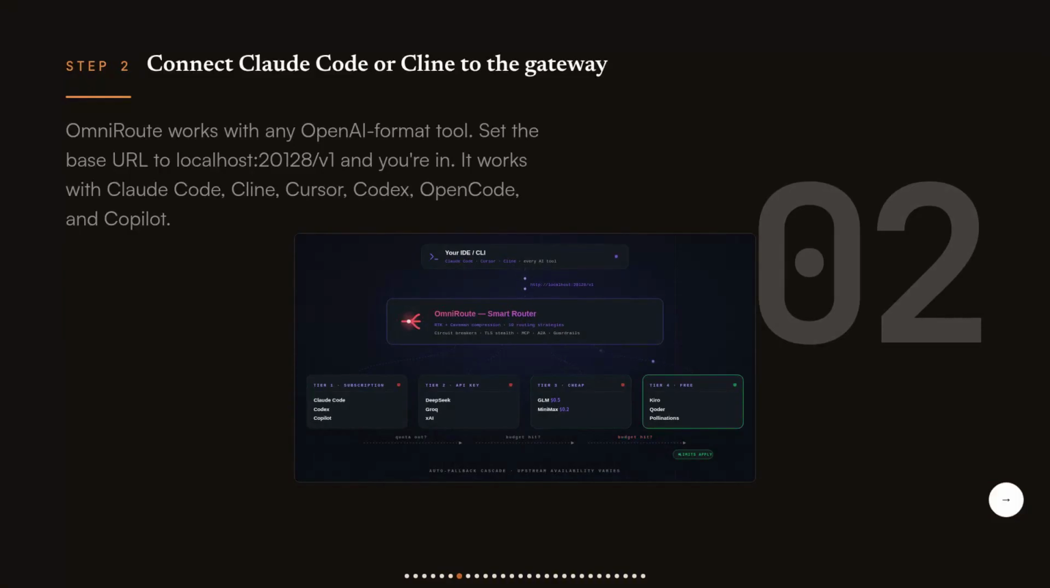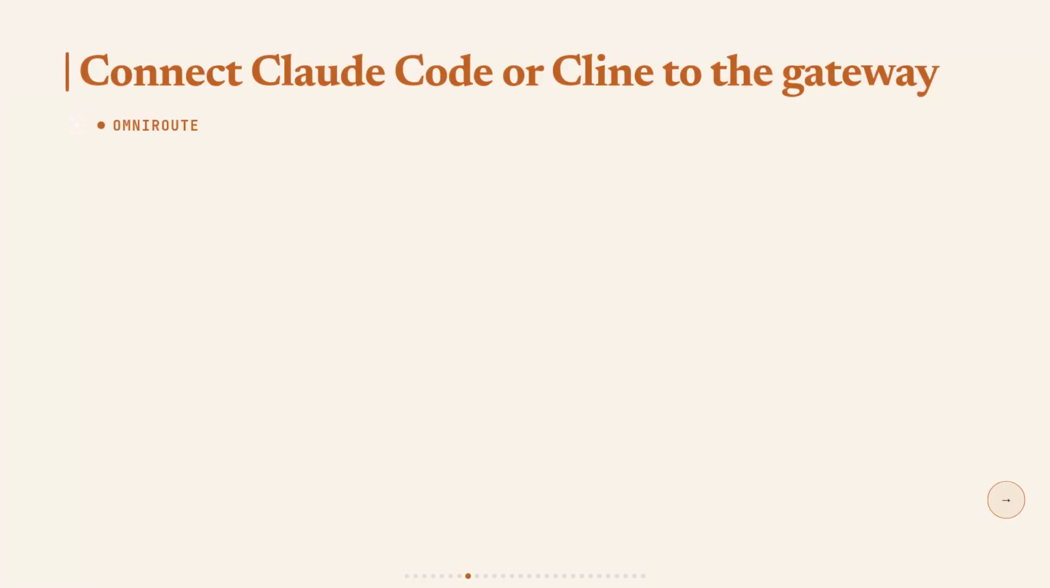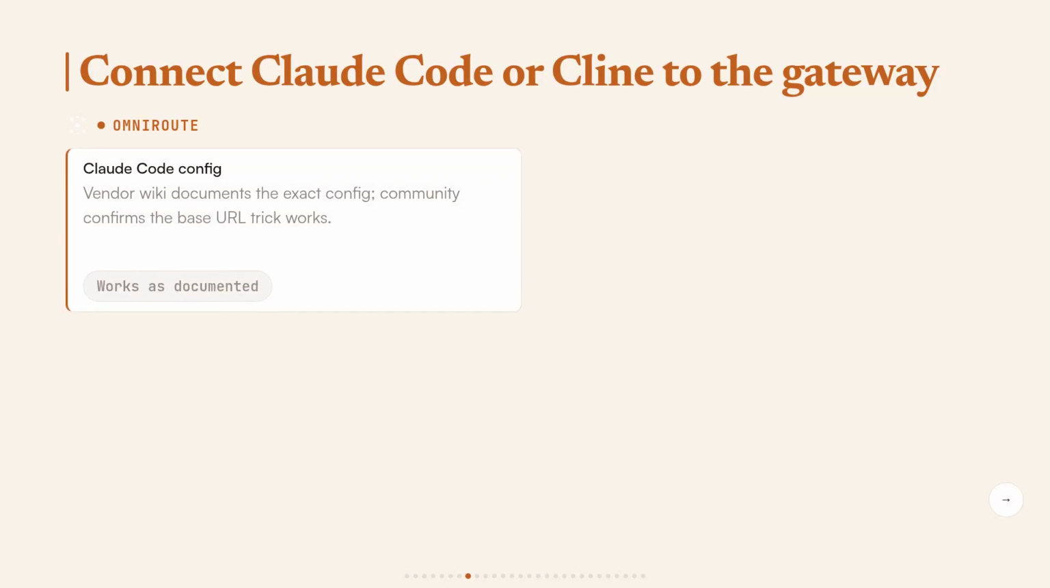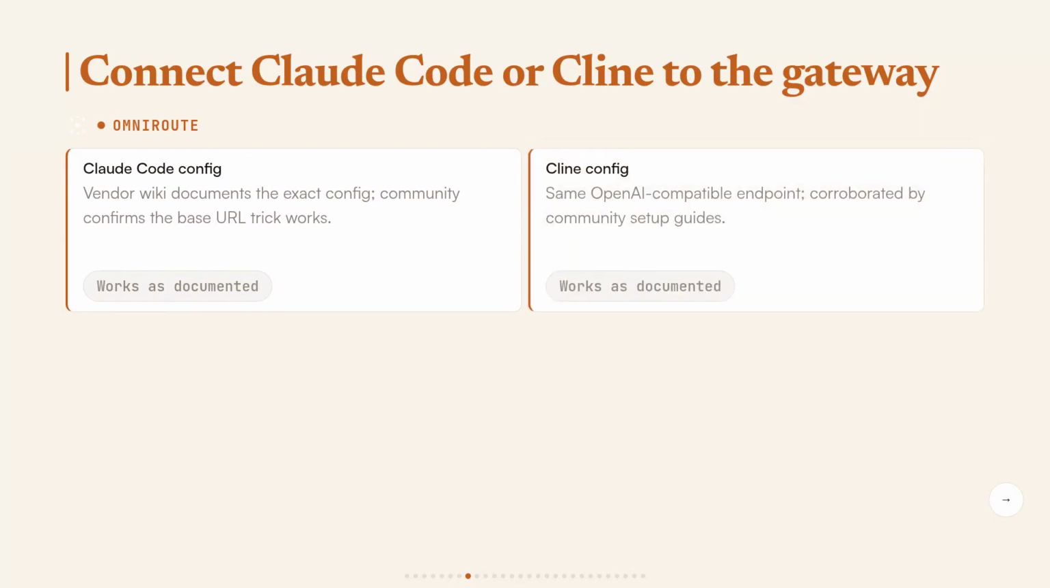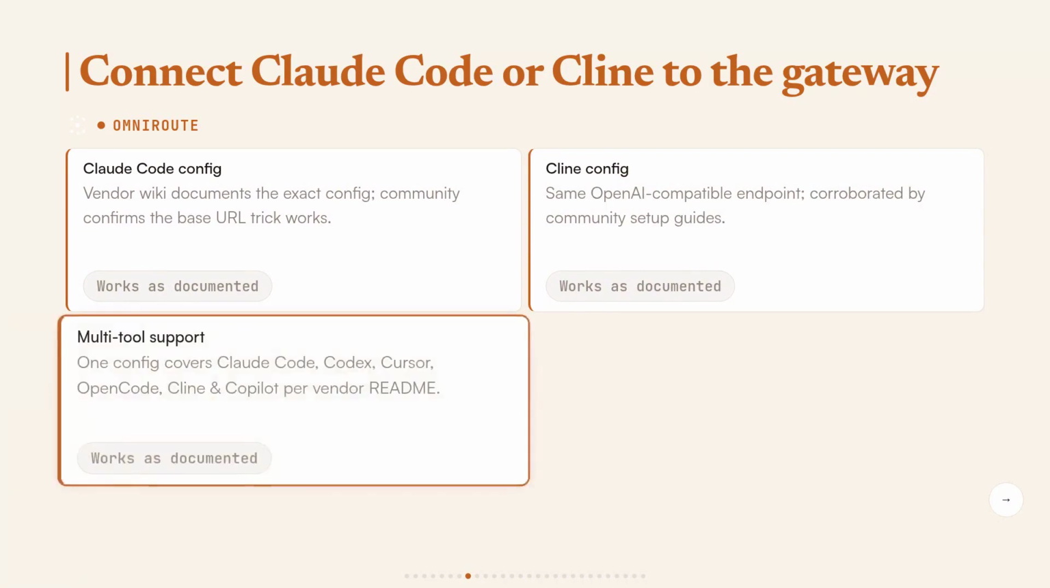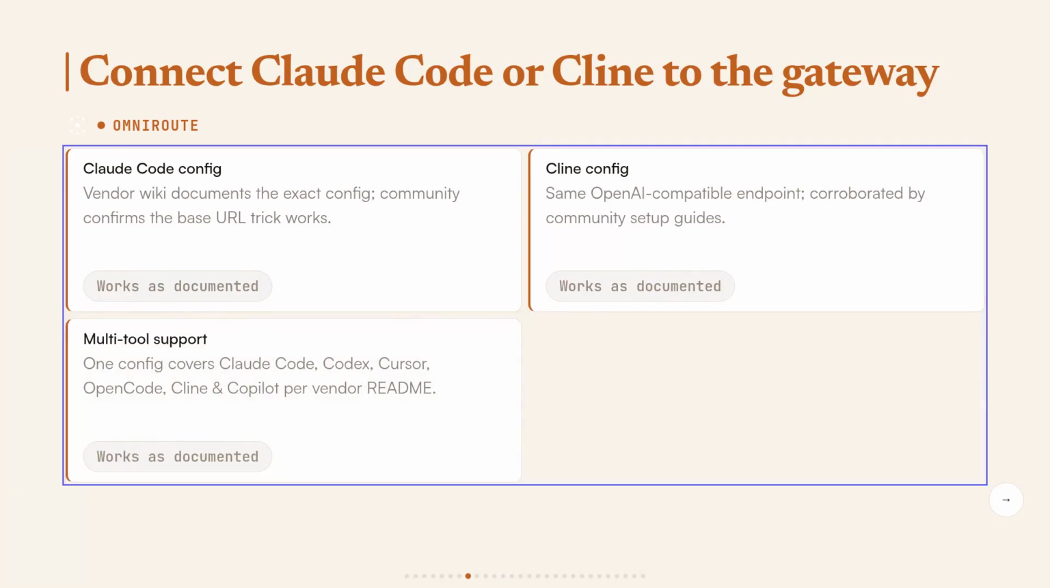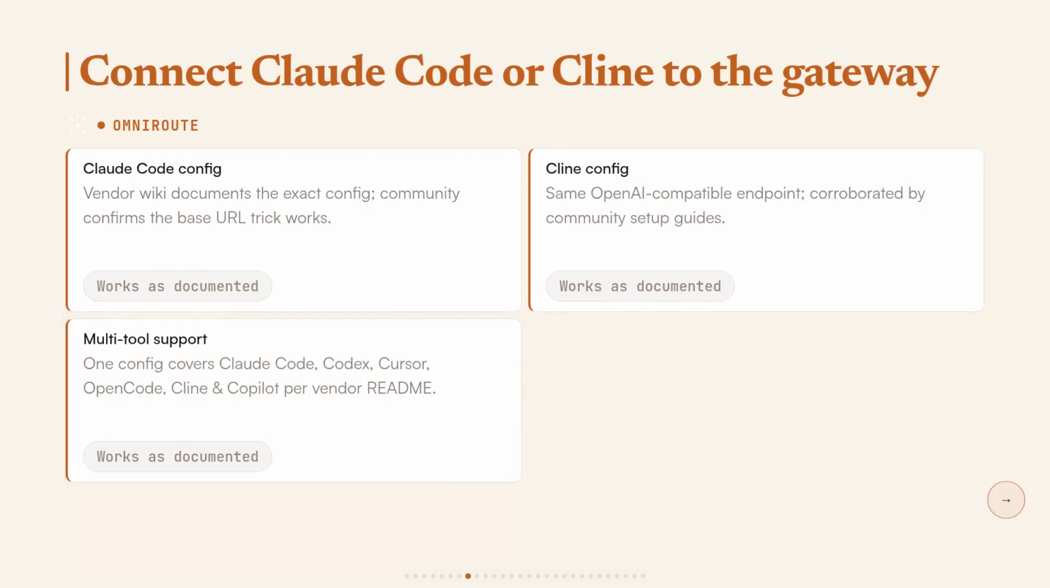This is where OpenCode enters the picture. Once OmniRoute is running, you point any OpenAI format tool at that same localhost /v1 address, and you're connected. The vendor wiki documents this exact config for Claude Code, and community setup guides confirm the same trick works for Cline. One config file covers all 6 supported tools: Claude Code, Cline, Cursor, Codex, Copilot, and OpenCode itself. That means OpenCode doesn't need its own separate setup logic. No gotcha reported here, this step works as documented.